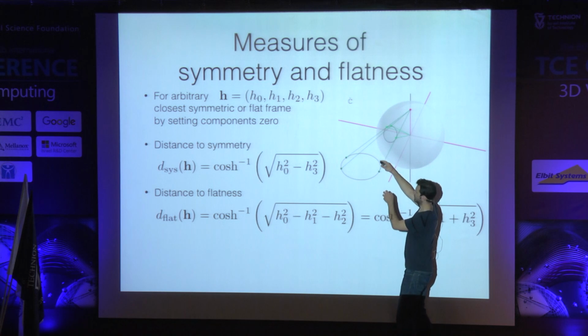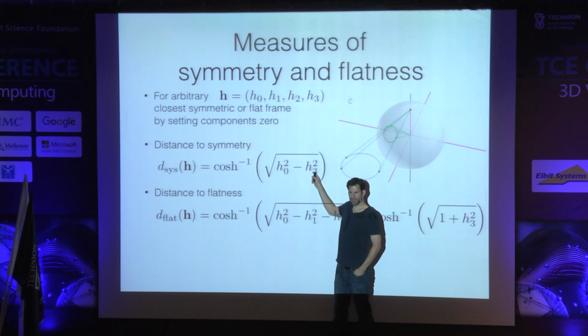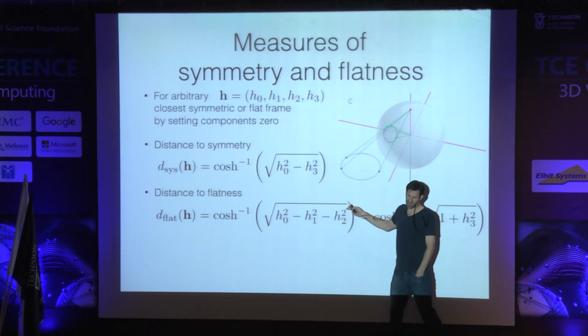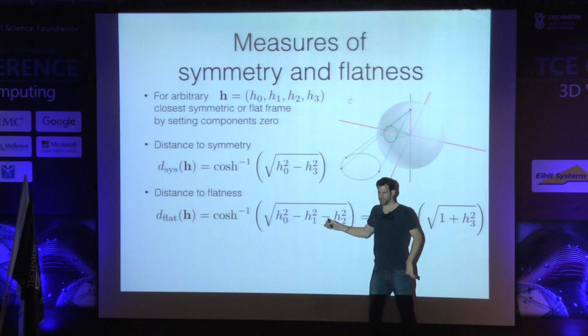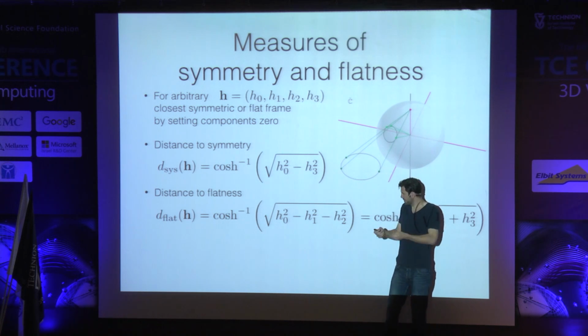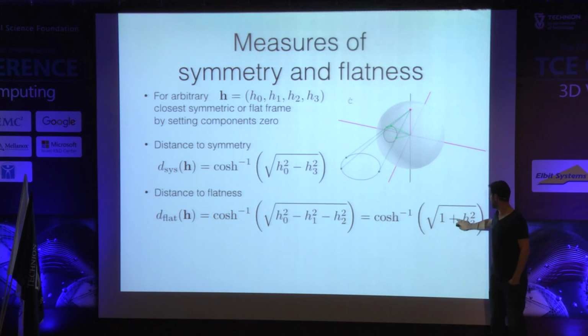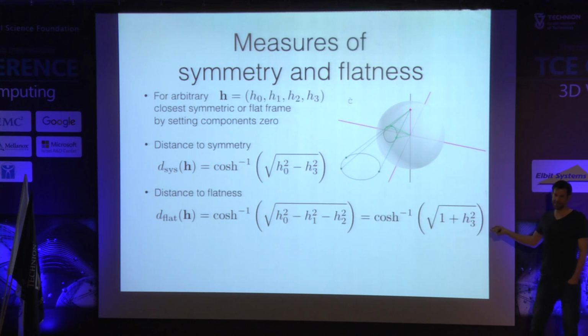So you can compute for any frame this H vector, and then you can say this is a measure of symmetry that is invariant to rotation. It will directly tell you how threefold rotational symmetric is my frame. And likewise, you have a measure for flatness. You can project onto the closest flat frame, and you get this distance. So based on your vector H0, H1, H2, H3, you get directly that this measures how flat is your frame. And you can rewrite it like this. So this is your measure of flatness. Basically, H3 is directly telling you how flat is my frame. Okay.